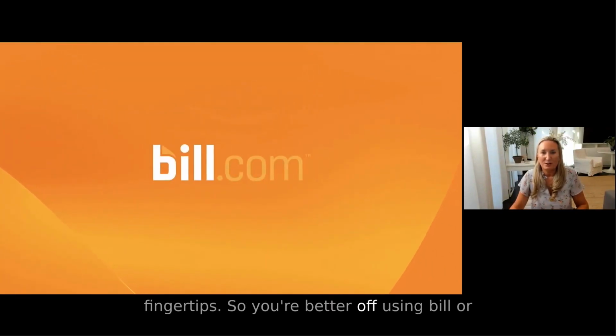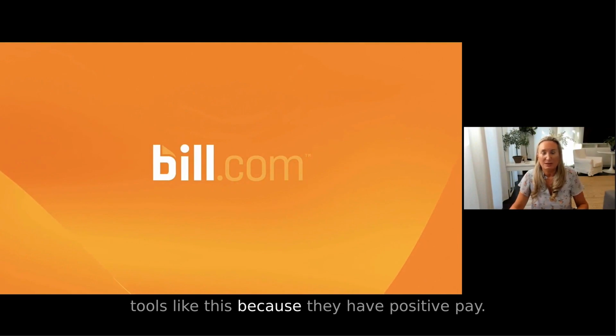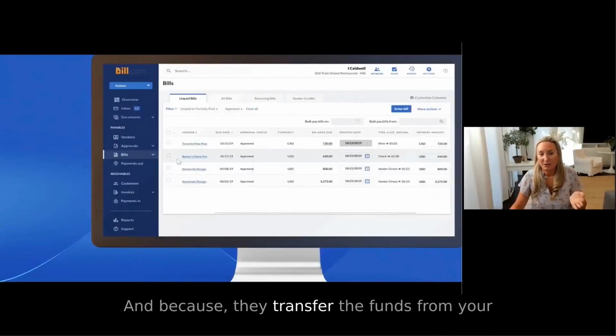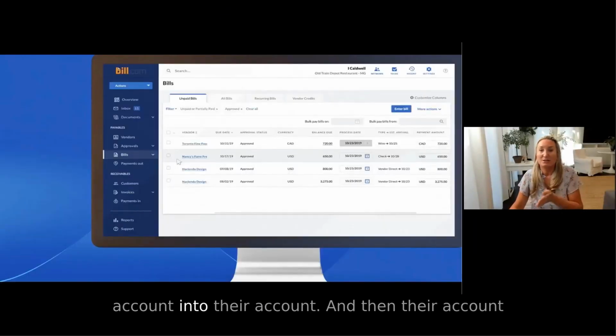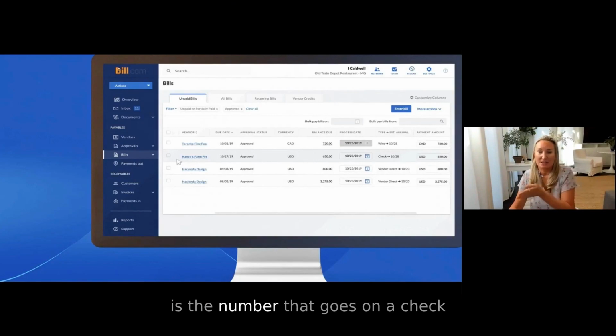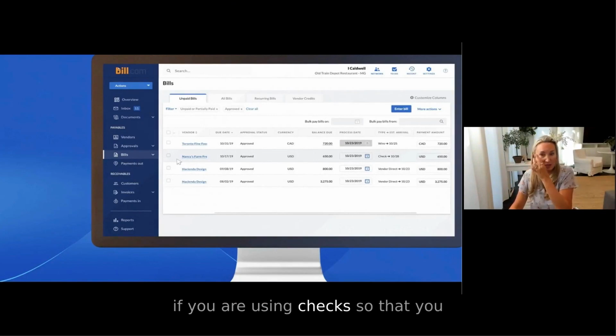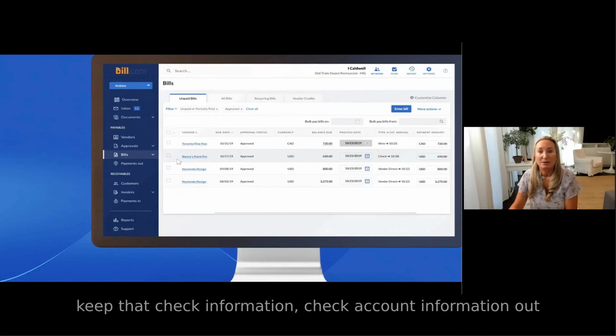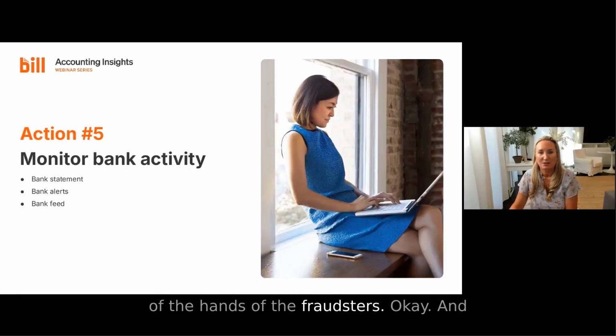So you're better off using Bill or tools like this because they have positive pay and because they transfer the funds from your account into their account, and then their account is the number that goes on a check if you are using checks, so that you keep that check account information out of the hands of the fraudsters.